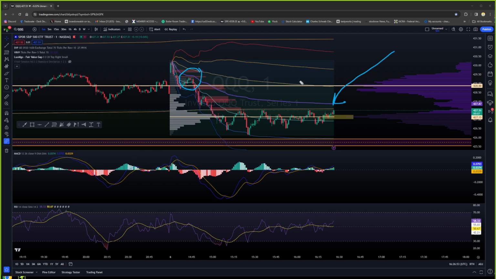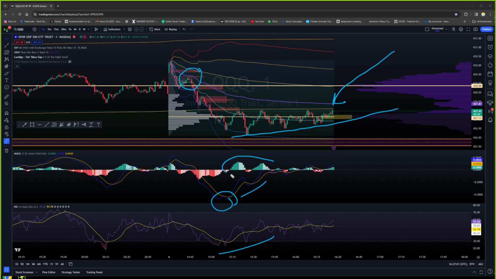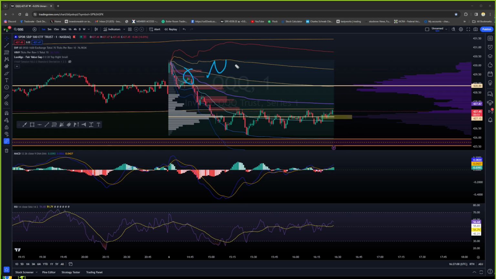What else am I looking at here? This whole consolidation I've been calling long for you guys. Why? Look at the RSI and the MAC. Higher low on the MAC, higher low on the RSI, big buy waves, consolidation, breakout to top-down VWAP, because we never hit it. This is a no hit. We need to hit live, okay?